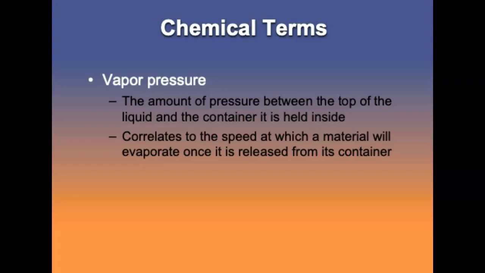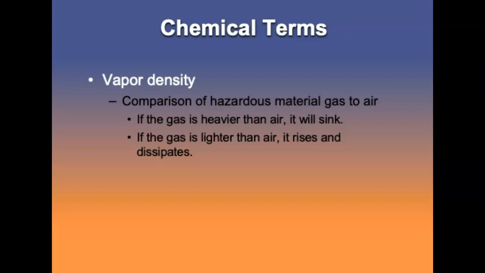We just talked about vapor pressure. Now this is vapor density. It's a comparison of the hazardous material gas to air. Air has a vapor density of 1. If the gas is heavier than air, it will sink into little valleys and ditches. Propane, butane, and carbon dioxide are heavier than air. If the gas is lighter than air, it rises and dissipates, such as methane or hydrogen. Those are lighter than air. This is why you should approach a scene from uphill and upwind.